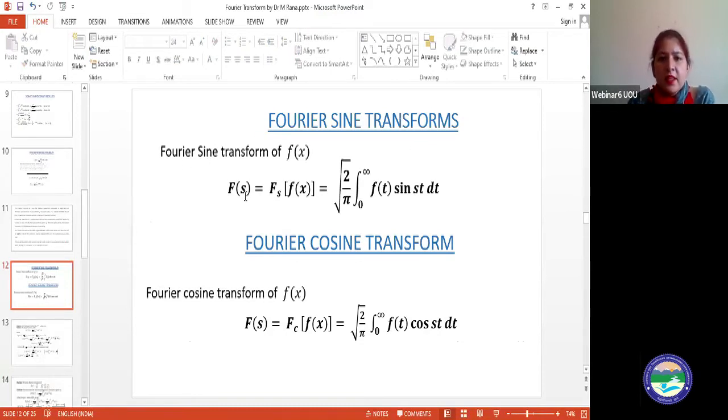So this is the expression for how we will calculate the Fourier sine transform. Fs, capital Fs of f(x), means you are calculating the Fourier sine transform, and the formula for that is square root of 2 upon pi, integration from 0 to infinity of f(t) sin(st) dt. And the Fourier cosine transform is Fc of f(x) equal to, here we write s for the sine term and c for the cosine term, square root of 2 upon pi, integration from 0 to infinity of f(t) cos(st) dt. So these two formulas are very important for the Fourier sine transform and the Fourier cosine transform.